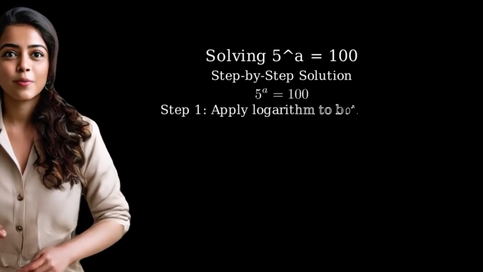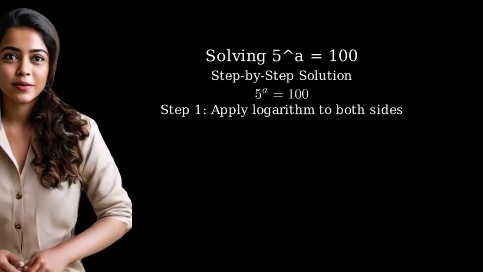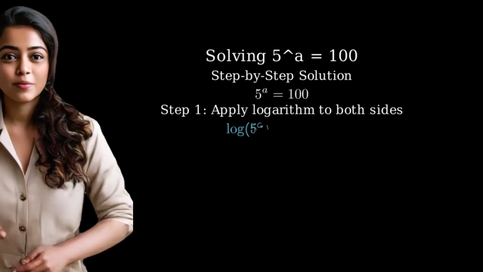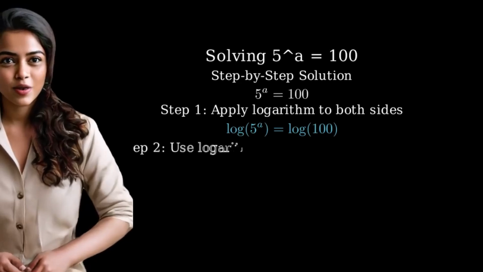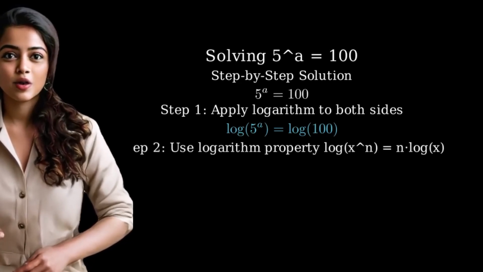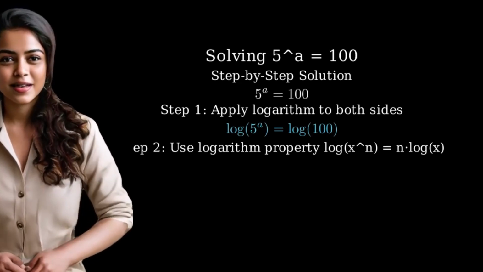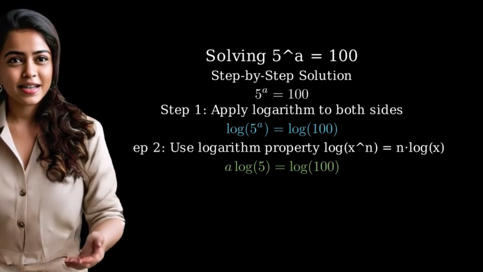Step 1. Let's take the logarithm of both sides. Remember, when we take the logarithm of both sides of an equation, the equation remains equal. So we get log of 5 to the a equals log of 100. Step 2. Now we can use the logarithm property that states the log of a number raised to a power equals that power times the log of the number. So log of 5 to the a becomes a times log of 5.